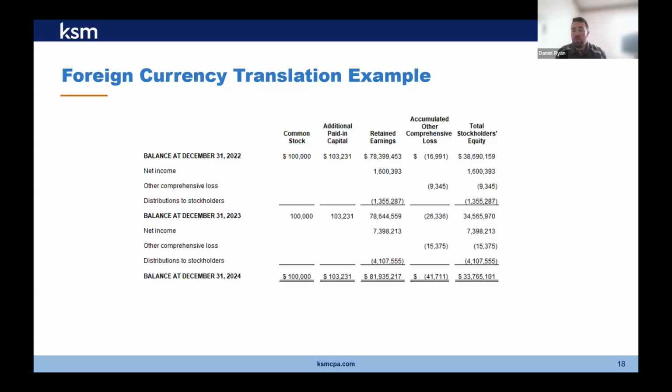In summary, whenever we have foreign currency translation, we're going to use the respective exchange rates that we discussed, and the amount that allows the new translated reporting currency TB to balance, that amount is going to be our ending balance in AOCI. The change in AOCI will be the amount that we recognize as other comprehensive income or loss within the income statement.